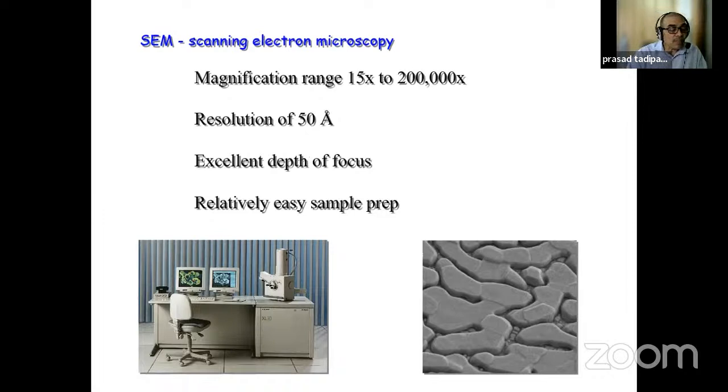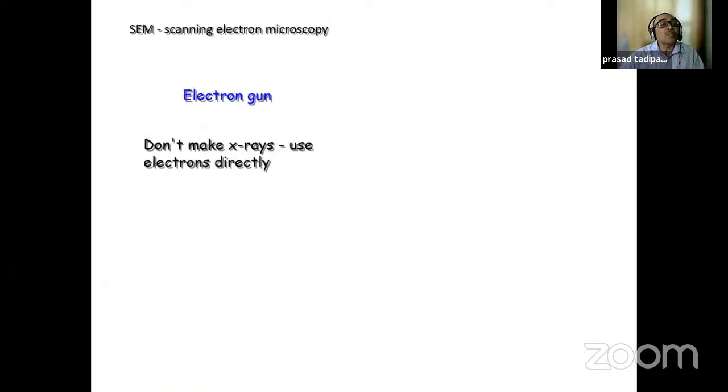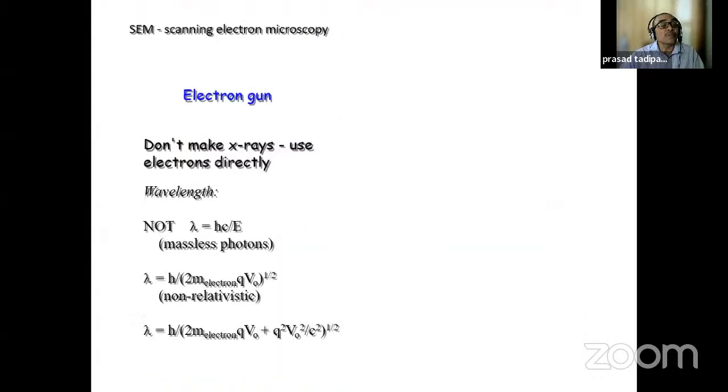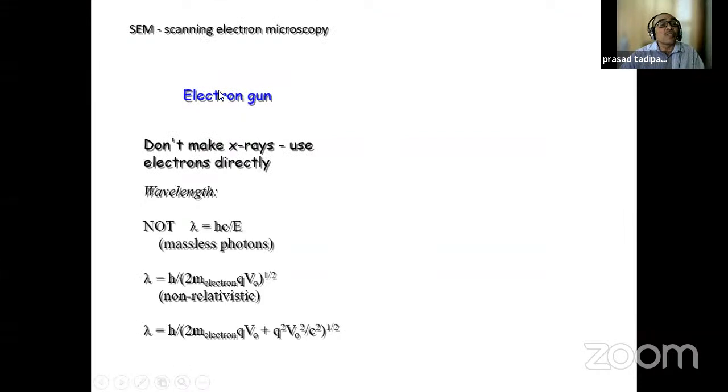So the wavelength of a matter particle can be calculated using the relation lambda is equal to h by m nu. So you know these things. That means we are using an electron gun here. So instead of making X-rays, use electrons directly.